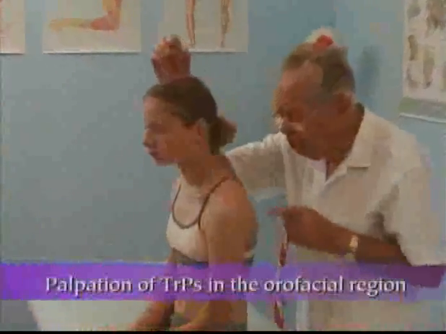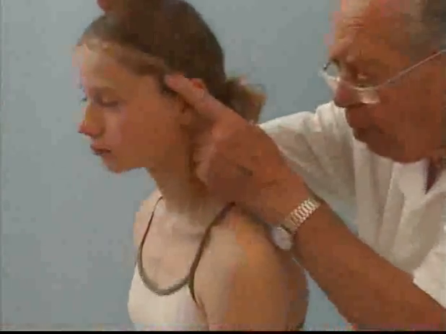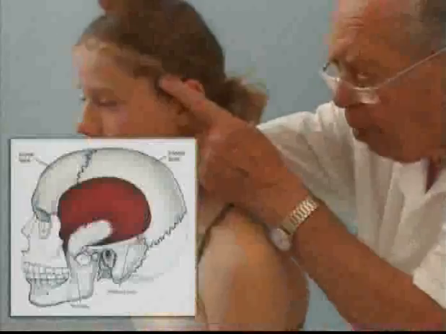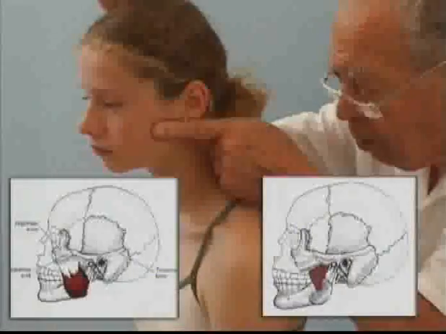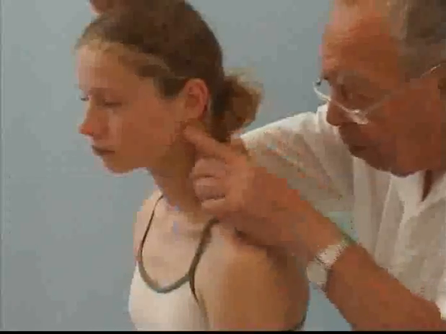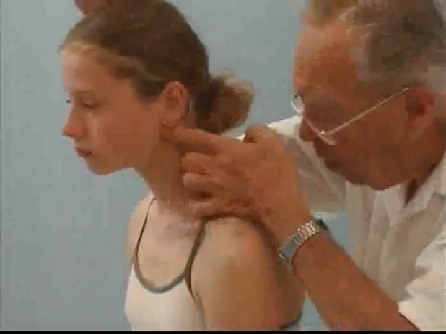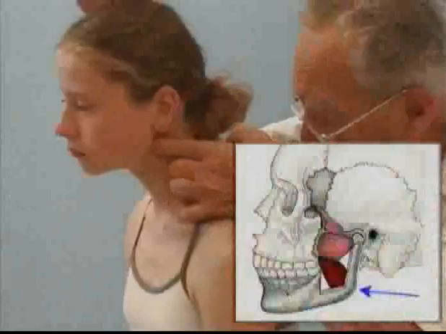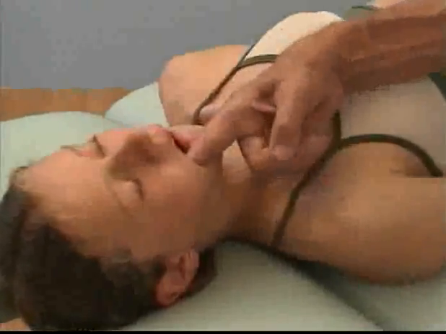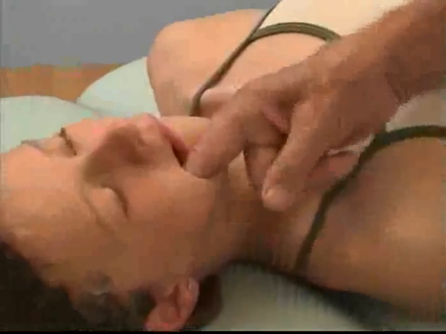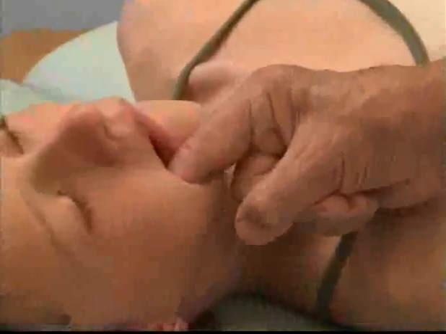Painful trigger points are palpated on the temporalis, the masseter from outside, on the internal pterygoid at the angle of the mandibula, and on the external pterygoid from inside the mouth above the last molars. This is usually the most painful.